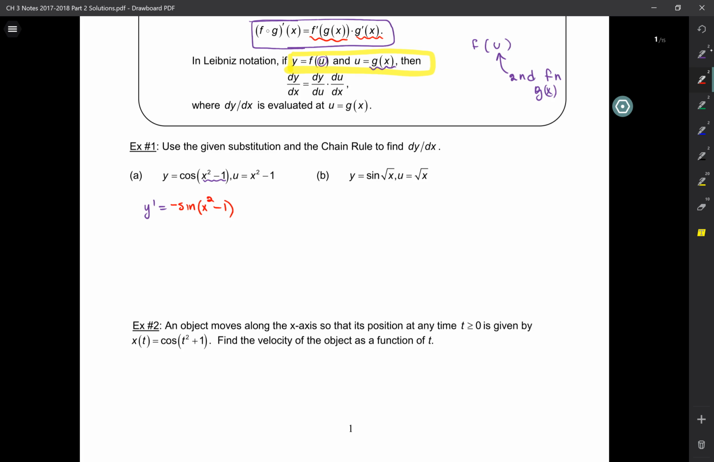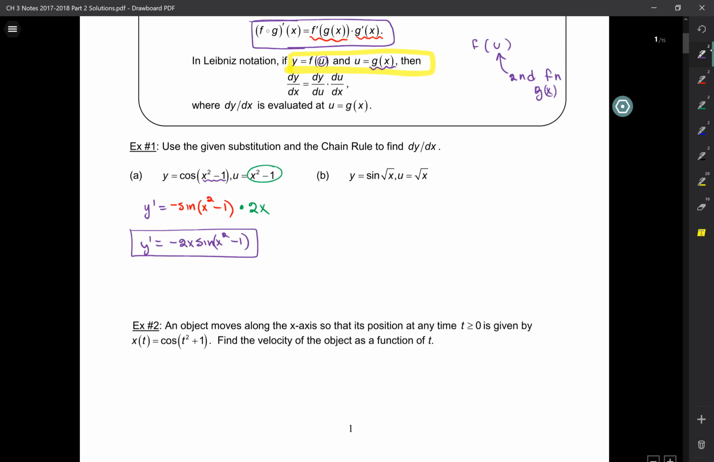I'm not done with this one yet. This is just the first part. First I'm going to take the derivative of the cosine, but cosine of what? Of whatever I'm given, x squared minus 1. Now, times the derivative of u. This is u, and the derivative of it is 2x. Now we're done. I can write y prime in a cleaner format: negative 2x sine of x squared minus 1.